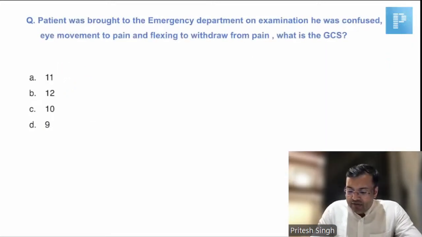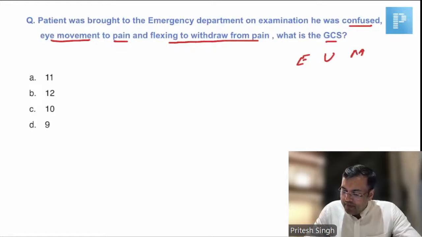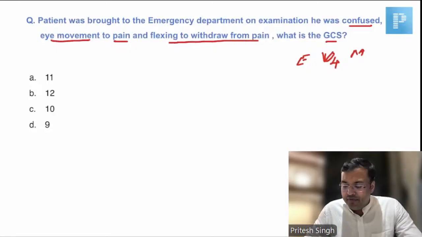Next, patient was brought to the emergency department. On examination, he was confused. Eye movement to pain and flexing to withdraw from pain. What is the GCS? So patient is confused. Now see, EVM. Yes, patient is confused. So it is V4. Oriented is V5. Confused.